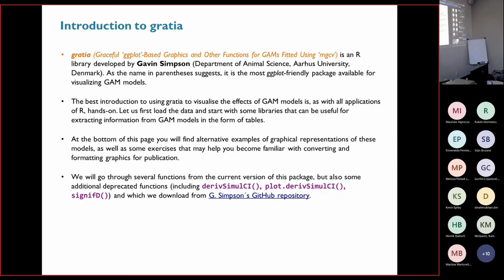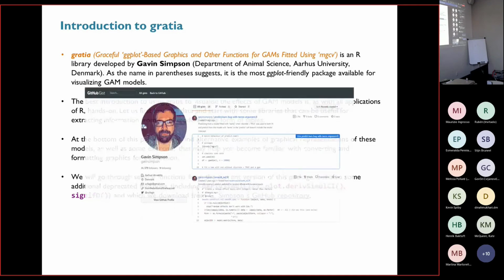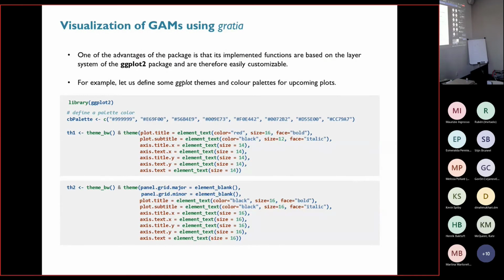Here you can also access the repository of Gavin Simpson. It has a lot of useful information about the visualization of models with gratia and other functions. One of the advantages of this package is that it is based on the ggplot system, so you can customize a lot of things. It is very straightforward, very easy, to define different themes.